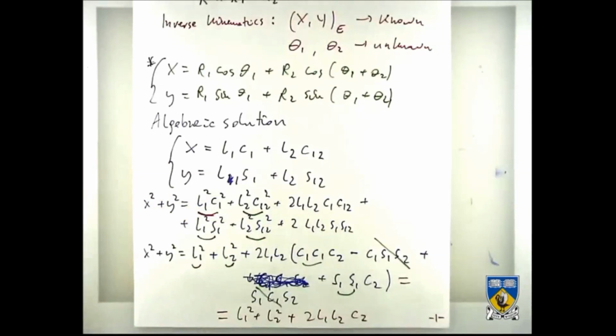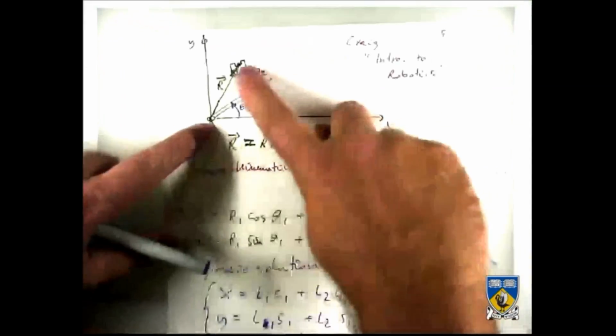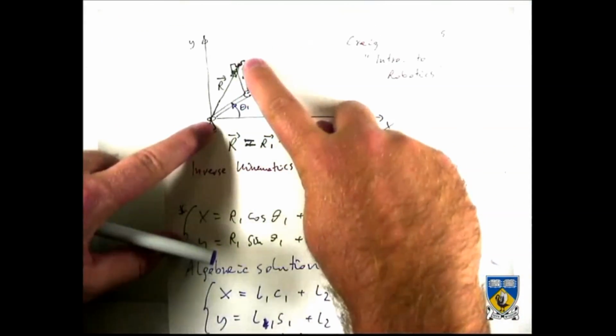Yes? Isn't that just the distance between the end effector and the origin? Well, the squared distance, right? Because the square root of x squared plus y squared is a distance. It's this. R is this. So obviously it's a distance, right?